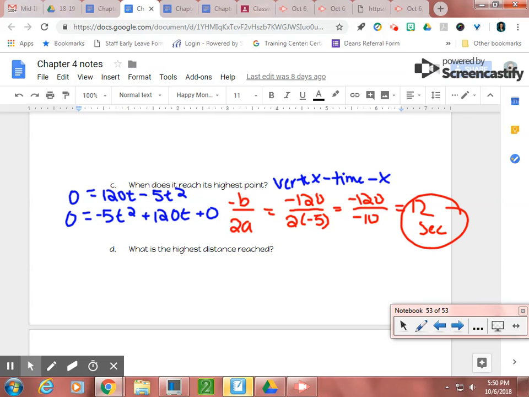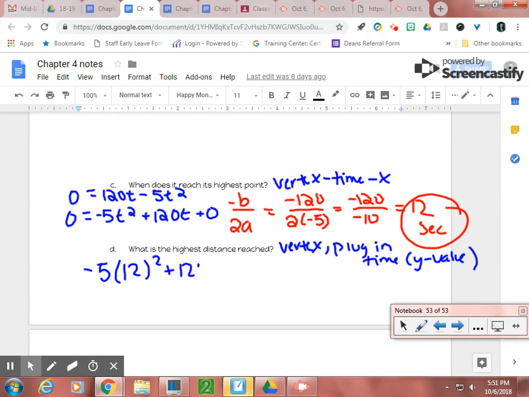What is the highest distance reached? So the highest distance reached is your vertex. That's the highest. And we're going to plug in the time. So this is really your y value. So in your equation, you're going to take your 12 seconds and you're going to plug it in, because that's the time that you're looking for. And that's going to give you 720 meters. So that's the highest that it goes.